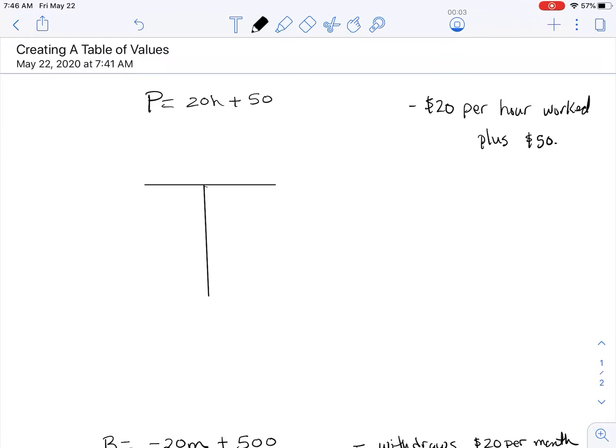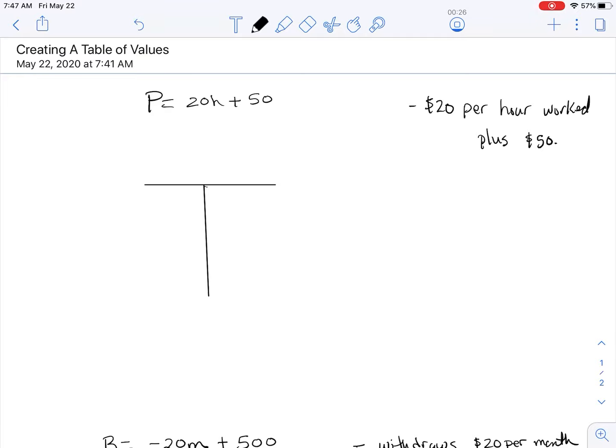Okay, in this video we're going to look at how to create a table of values from an equation. So I've got an equation here, so let's look at it. P equals 20H plus 50. So this is an equation representing a person getting paid $20 per hour worked plus $50 on top of that.